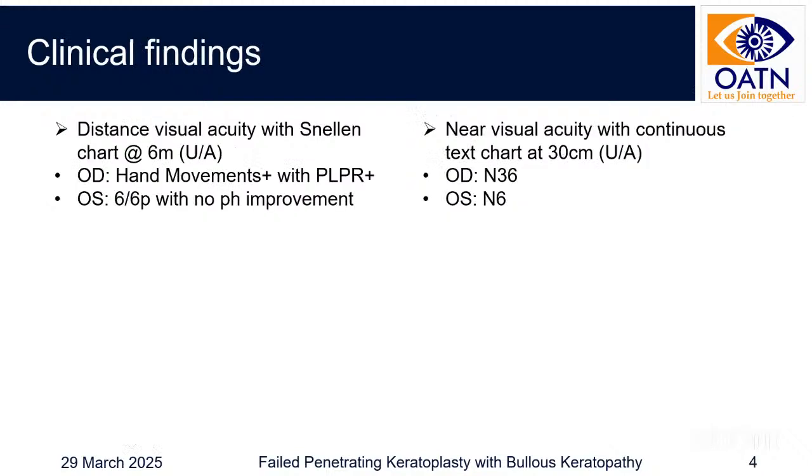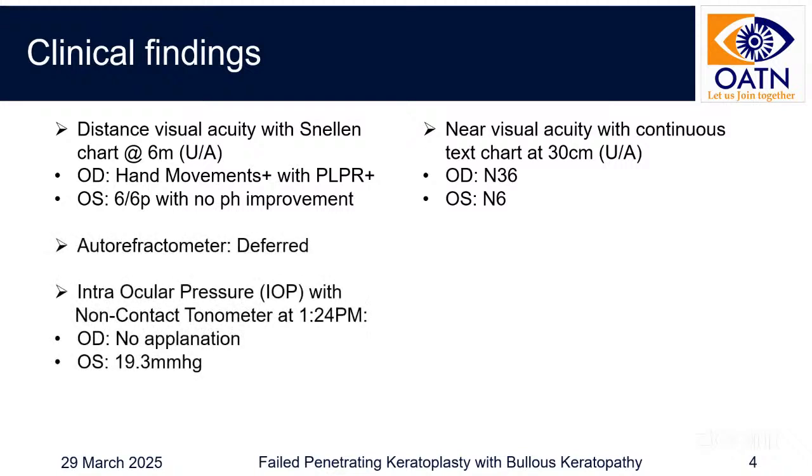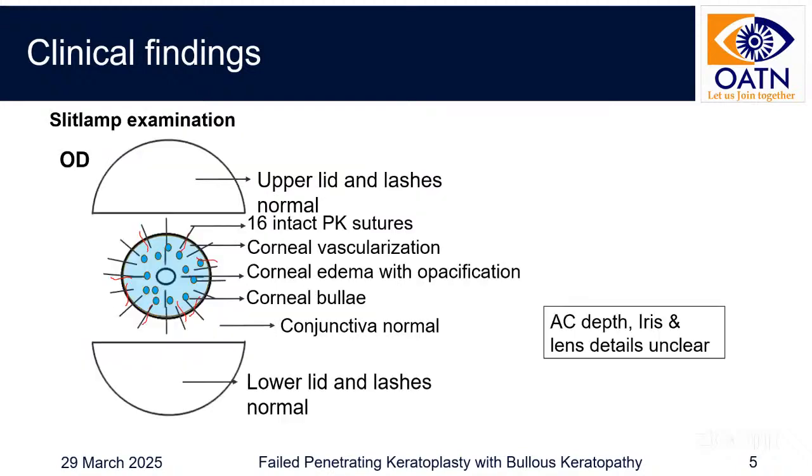Other issues remained insignificant. The distant visual acuity was hand movements with PL PR in the right eye, and 6/6 with no improvement with pinhole in the left eye. Near vision was N36 in the right eye and N6 in the left eye. Auto refractometer was deferred as the patient was in a hurry. IOP was measured with NCT at 1:22 p.m. and there was no recording in the right eye and 13 mm Hg in the left eye.